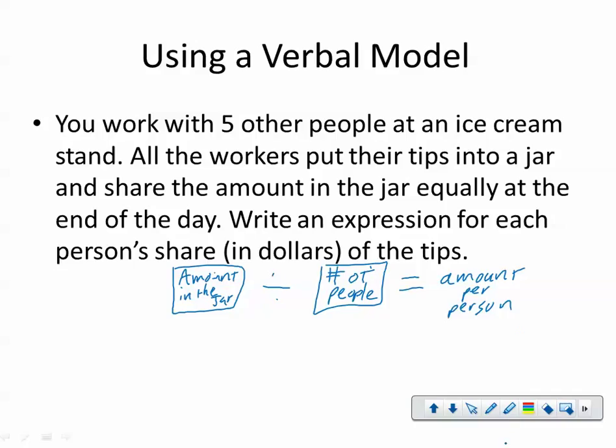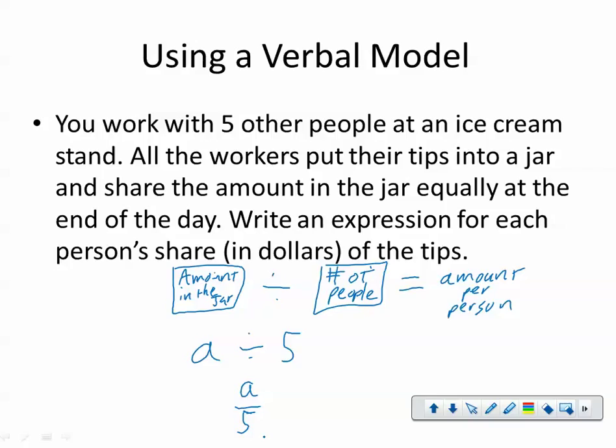So now let's go back and give these things labels, right? So what's the amount in the jar? Well, let's look back at our problem. Do they tell us the amount of tips in the jar? Nope, doesn't look like it. So because they don't tell us that, it means it could be anything. I'm just going to call that A. And I know that I need to divide A by the number of people. So let's go back and look how many people do we have. 5 other people. So that's 5. And so there's my expression, right? A divided by 5 will equal the amount of each person's share for the amount of tips.